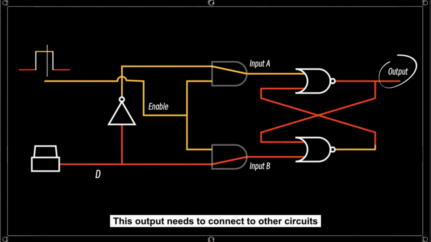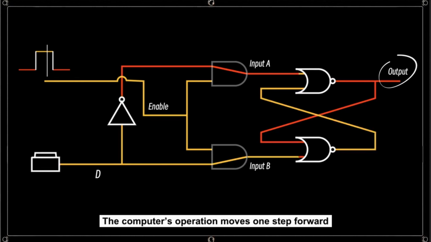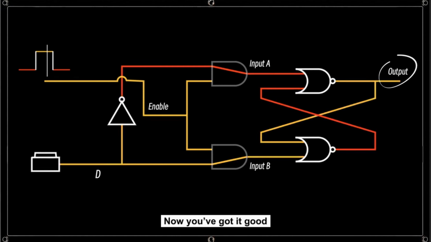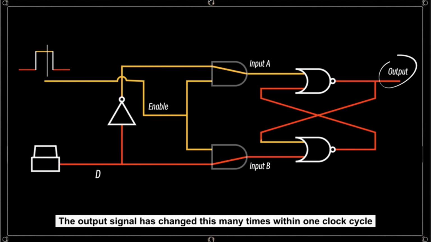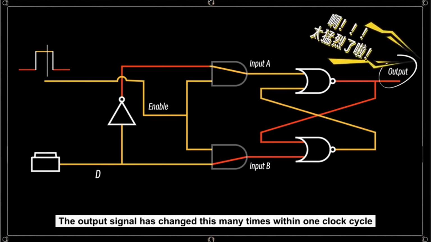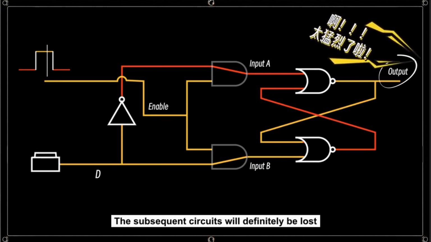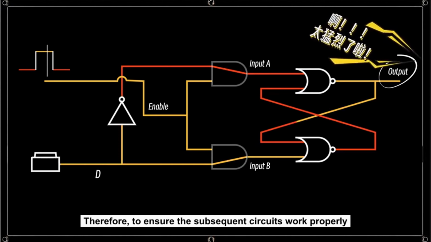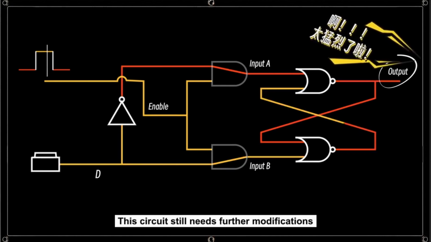This output needs to connect to other circuits. We just mentioned, every time the clock signal oscillates, the computer's operation moves one step forward. Now you've got it good. The output signal has changed this many times within one clock cycle. The subsequent circuits will definitely be lost. Therefore, to ensure the subsequent circuits work properly, this circuit still needs further modifications.